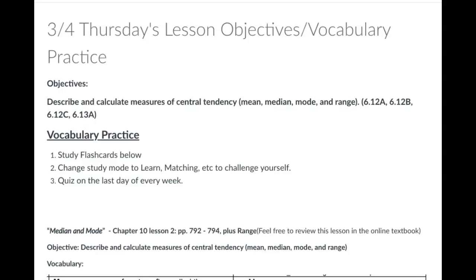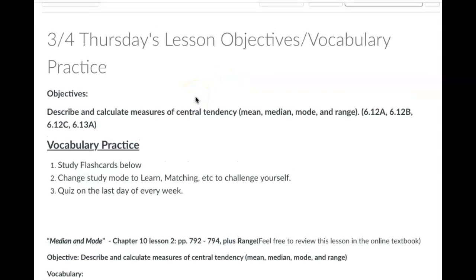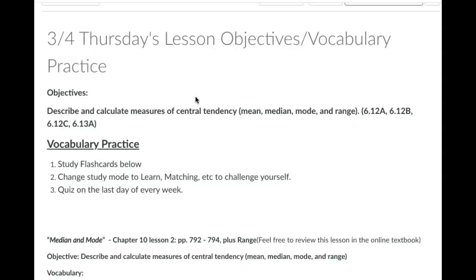Okay, today is Tuesday, and we're going to focus on Chapter 10, Lesson 2. Now, I'm showing you Thursday's lesson objectives and vocabulary practice page because tomorrow, Wednesday, we're going to have our Chapter 9 test, and we're also having our vocabulary quiz tomorrow. So, we'll be actually doing the independent practice for Chapter 10, Lesson 2 on Thursday. The objective we're going to be focusing on is describing and calculating measures of central tendency.